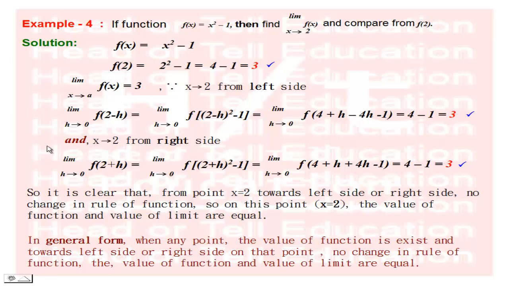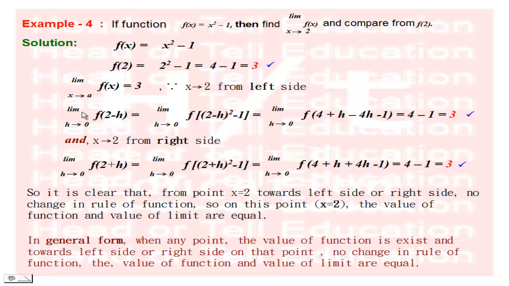Now we check the right side. Limit h tends to 0 of f(2 plus h), equals limit h tends to 0 of (2 plus h) square minus 1. Again expand to 4 plus h square plus 4h, and minus 1. Now put value h equal to 0, so 4 minus 1 equals 3. So the right side limit value is also 3.